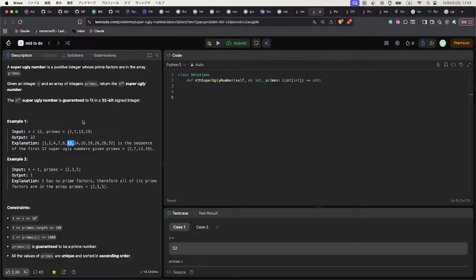index of 13. We move the pointer, it points to 2, so we get 26 as a new candidate. So 14, 14, 26, 19, and 14 is the minimum number, so we choose 14. In this case 14 appears twice in the candidate array, so we update both of them.